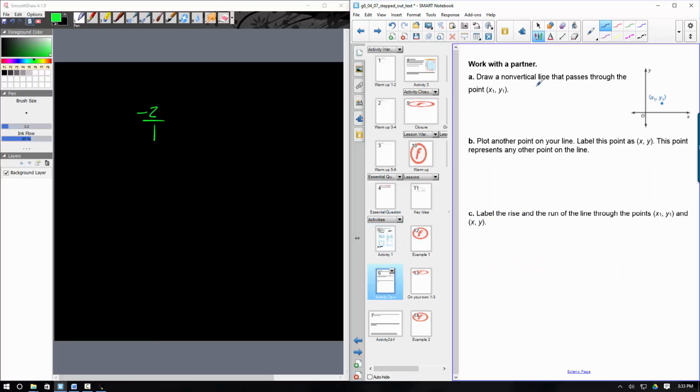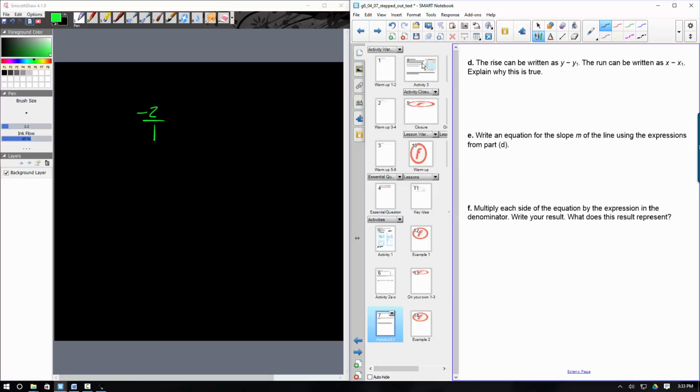So we're going to draw a non-vertical line that passes through this here. Actually, we're going to skip this one for a moment and go over to this one.